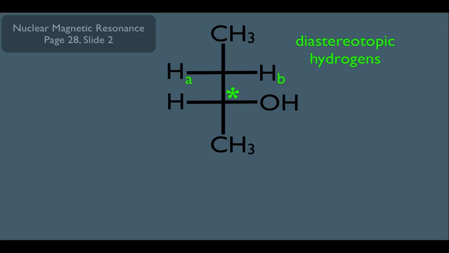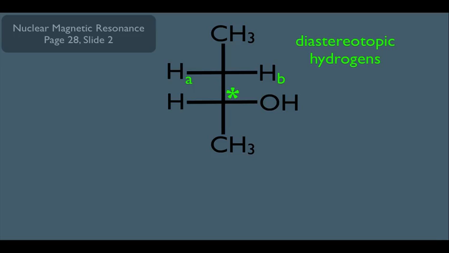Keep in mind, these hydrogens don't have to be on a carbon that's right next door to the asymmetric carbon. They can actually be on a carbon that's further down the molecule or further away. But let's first understand why these are called diastereotopic hydrogens. It's simply because if you replace one of these hydrogens again with something else, you end up getting a diastereomer.